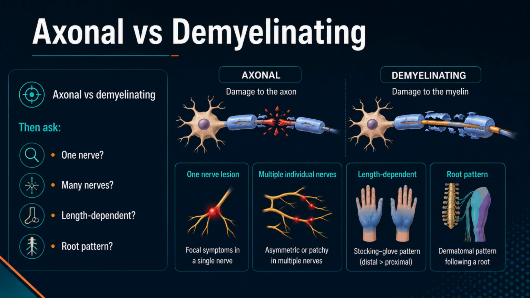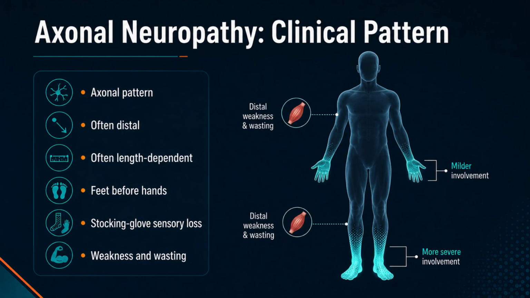Once you suspect a peripheral nerve problem, the next major distinction is whether the process is axonal or demyelinating. After that, look at the distribution. Is it a symmetrical, length-dependent neuropathy? If that is the case, then it is likely axonal. If there is involvement of cranial nerves, respiratory involvement, or hips and shoulders more affected than ankles and hands, then this could be demyelinating. Axonal neuropathies often present with a distal, length-dependent pattern.